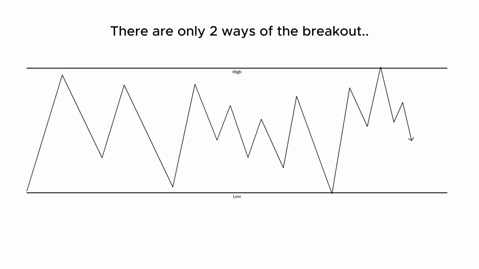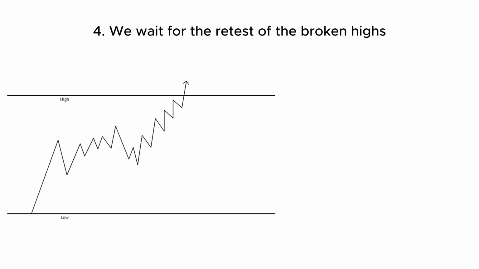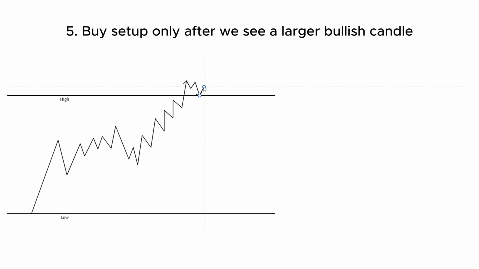It can break out in two ways. If it breaks the high, we zoom into the 5 or 1-minute chart right after the breakout, and we look for a retest of the broken high. We will be looking for a buy setup only after we see a candle that reacts by bouncing up. The most optimal scenario would be if the market would print a large full-body candle closing above the highs of the previous candles from the left.